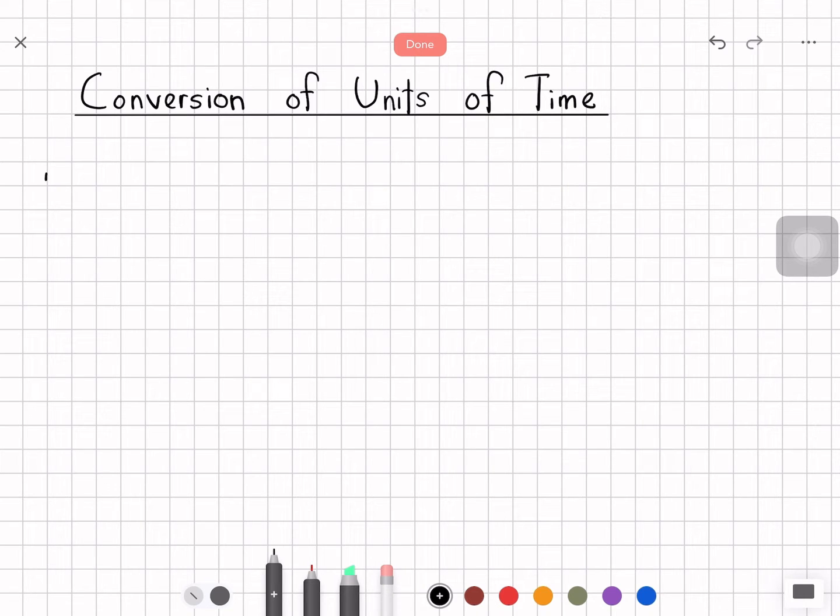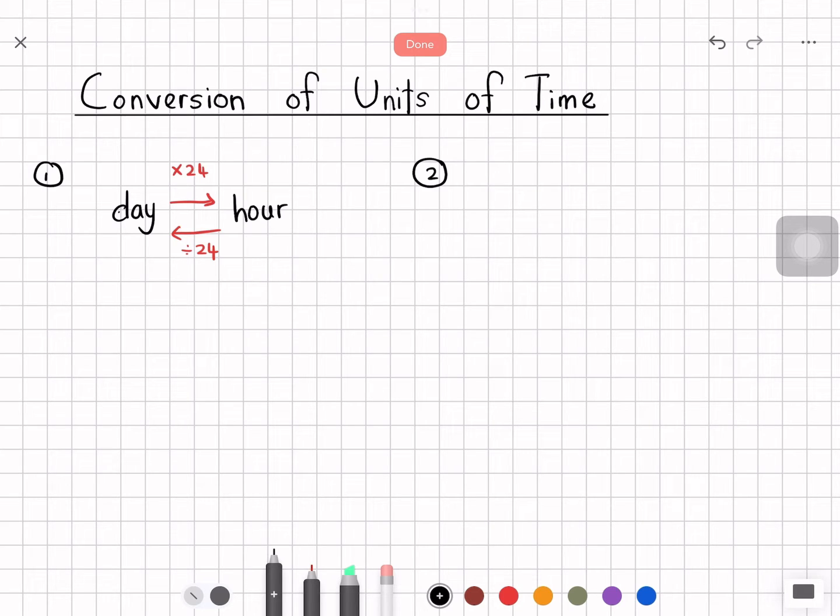Okay, first one, the units are from day to hour. From day to hour, we have to times 24 because in one day we have 24 hours. So when we convert from day to hour, we have to times 24. And when we convert hour to day, we have to divide 24.